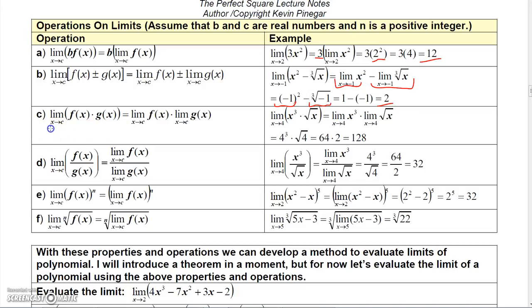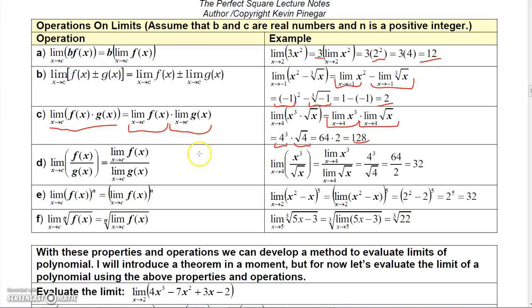Also, we have the same property for a product. The limit of f of x times g of x is equal to the limit of f of x times the limit of g of x as x approaches c. So if I wanted the limit of x cubed times the square root of x as x approaches 4, I could write that as the limit of x cubed as x approaches 4 times the limit of square root of x as x approaches 4. And we know how to evaluate the limit of x cubed as x approaches 4 is just 4 cubed. And we know how to evaluate the limit of square root of x as x approaches 4 is just square root of 4. So you get 4 cubed times square root of 4, which is 64 times 2, which is 128.